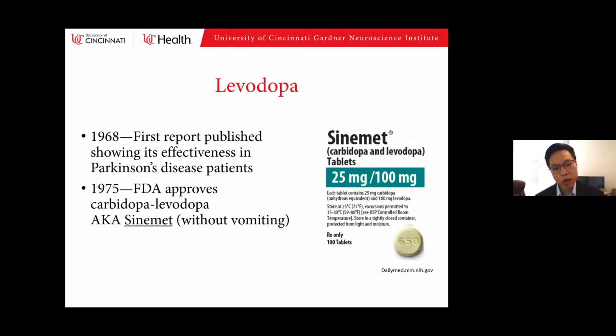So we use the terms Sinemet and carbidopa levodopa interchangeably. Sinemet for me personally is easier to say than carbidopa levodopa. That's a lot of syllables.